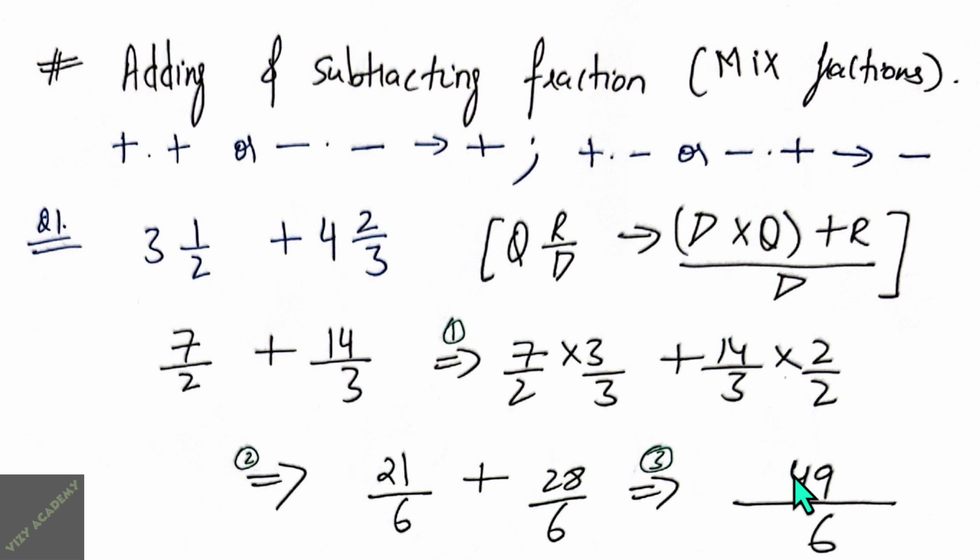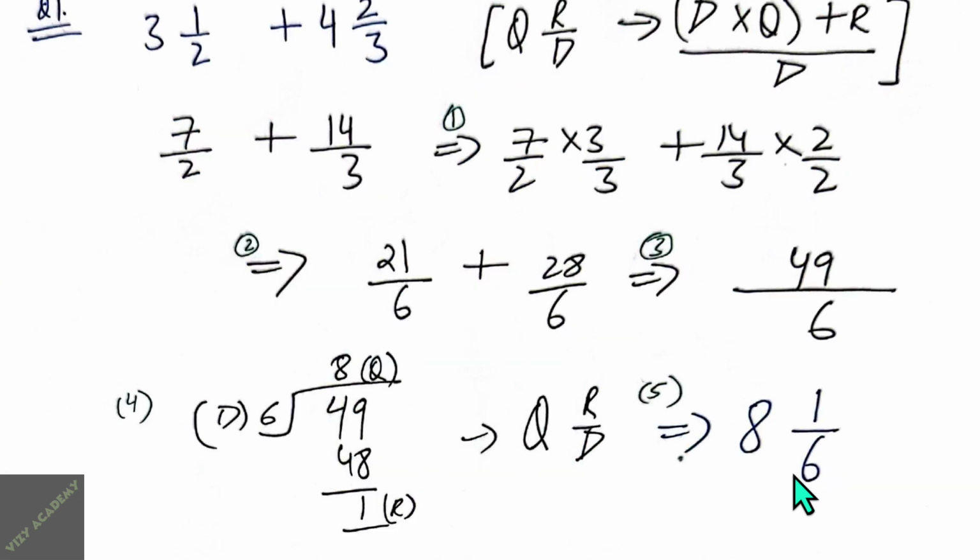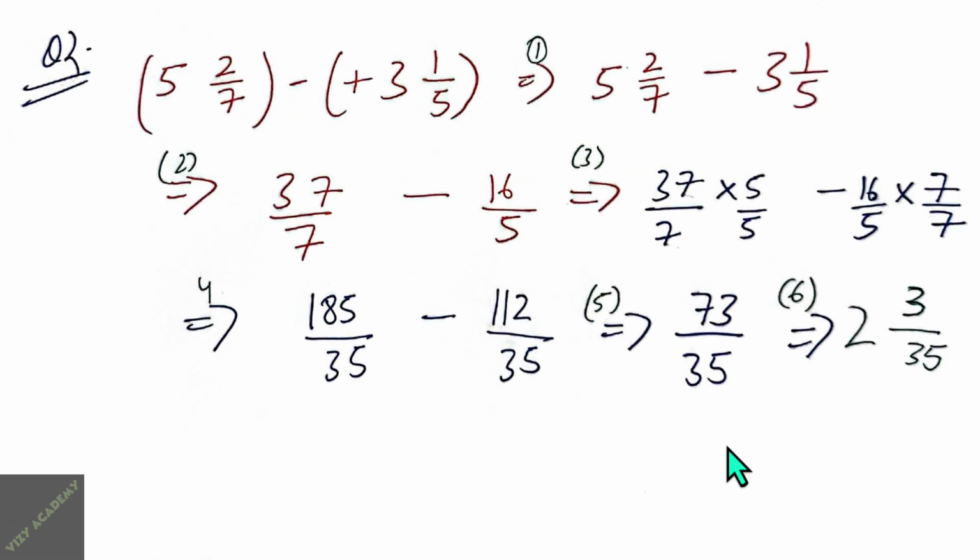Now we will be changing it into a mixed fraction. So we will be dividing the numerator by the denominator by long division. So 49 divided by 6, 6 times 8 is 48 and the remainder is 1. So the quotient is 8, remainder is 1, divisor is 6. So it is in the form of Q R over D. So that is equal to 8 1 over 6. That's our final answer.